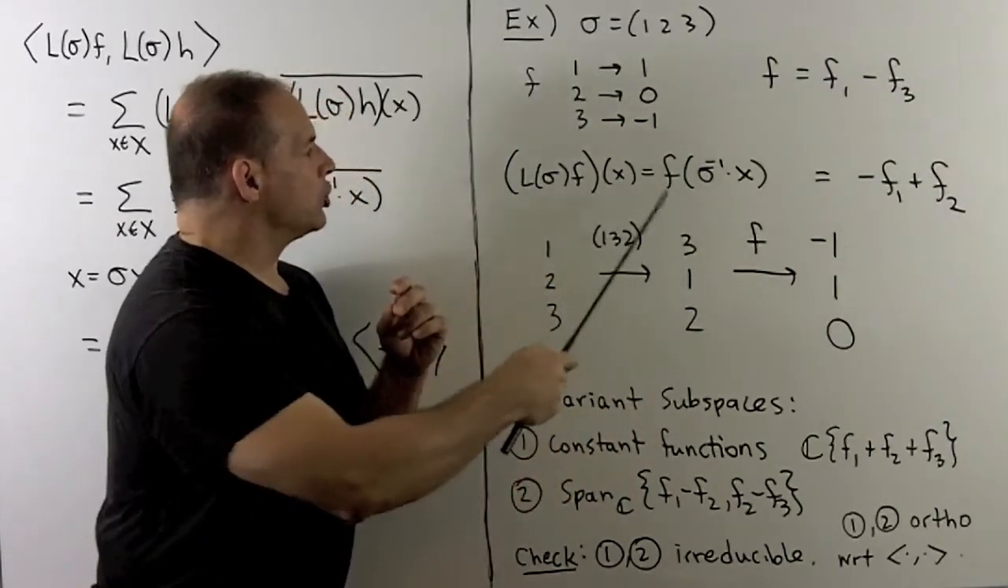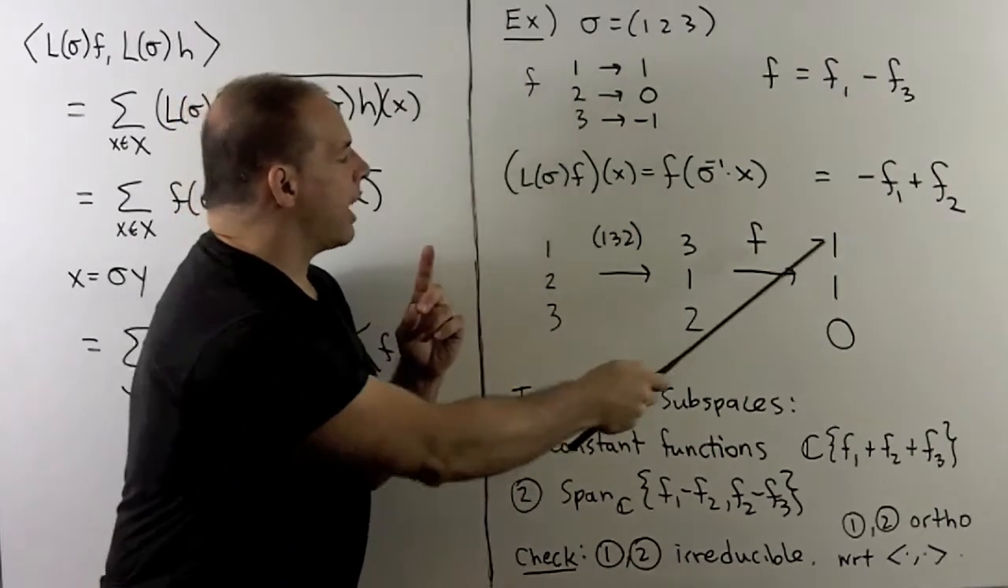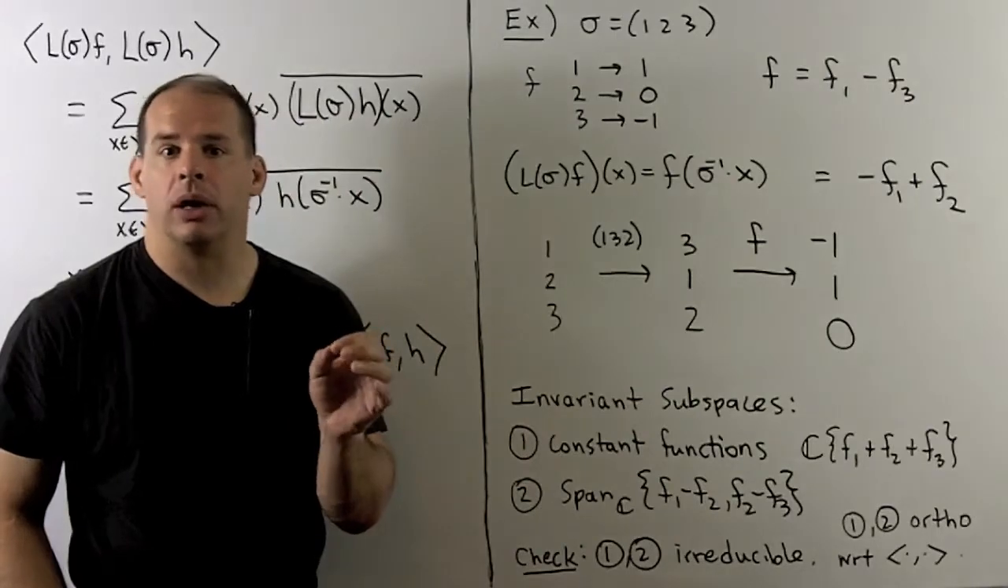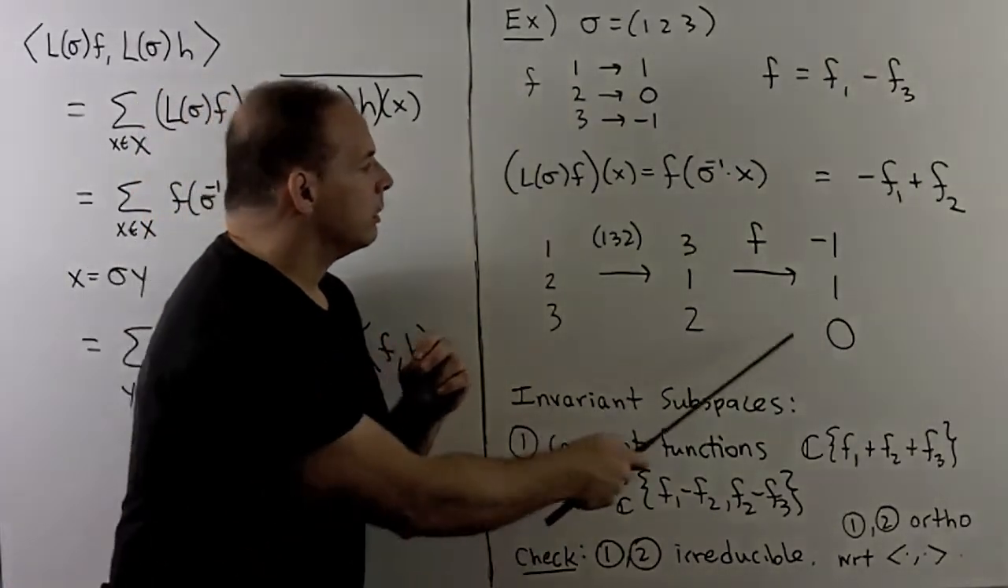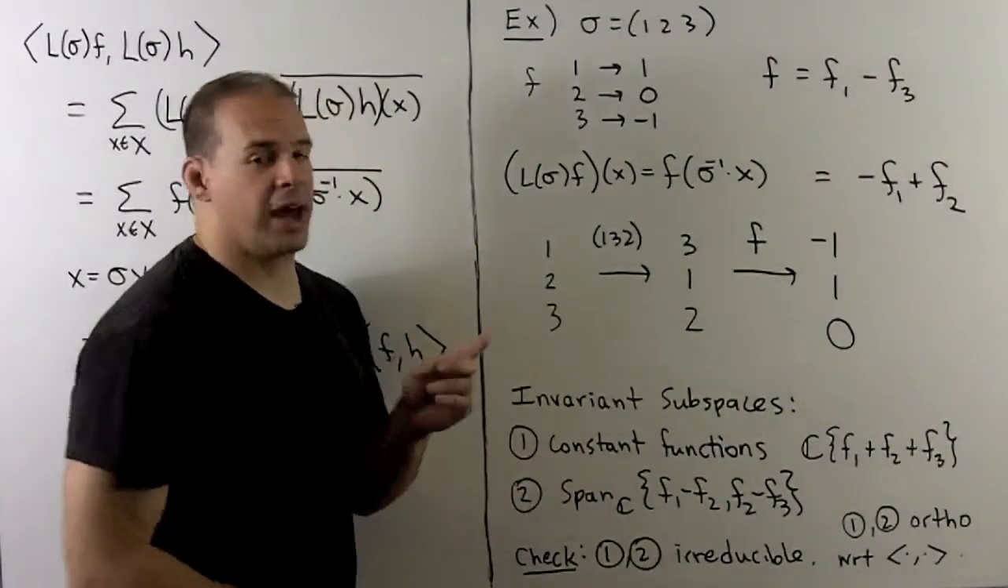Then our function for the left action, sigma on f, is going to be 1 goes to minus 1, 2 goes to 1, 3 goes to 0. So in terms of our basis, we'll have minus f1 plus f2.